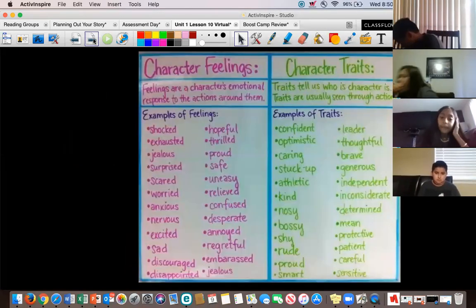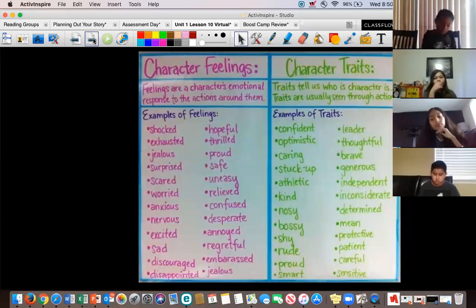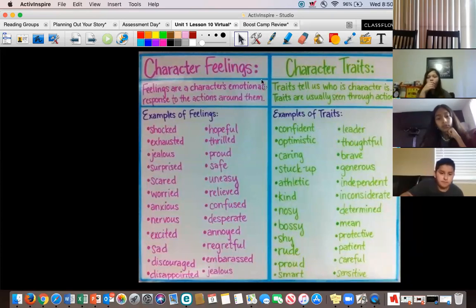All right. So first I want to talk about the difference between character feelings and character traits. Alex J, can you read this part right here that I'm circling under where it says character feelings? Feelings are a character's emotional response to the actions around them. Yep, so thank you. That's how a character's feeling at the time. They're responding to the things around them.